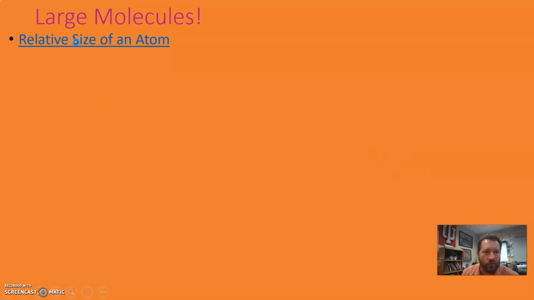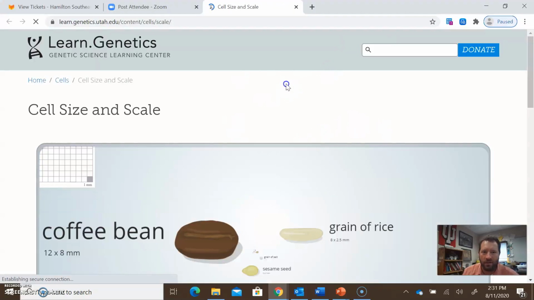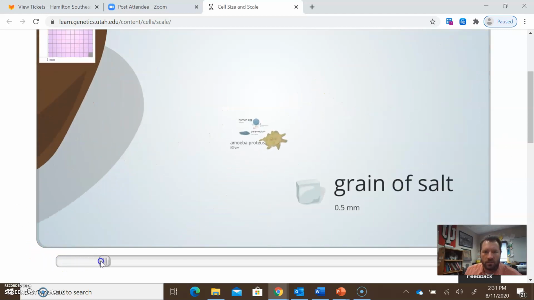All right, here's an activity I really enjoy taking a look at, relative size of an atom. Let's see if we can get it to pop up here. There we go. Fantastic. Okay. So here we are looking at the size of a coffee bean. Hopefully we can all picture that. A grain of rice or a sesame seed. The smallest thing you see right there is supposed to be a grain of salt. So that's probably barely visible to the human eye. And we're going to go ahead and zoom in a little bit.